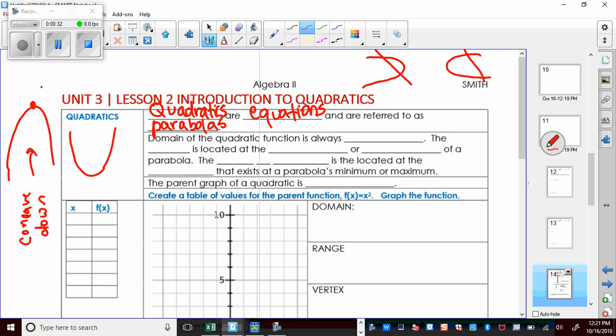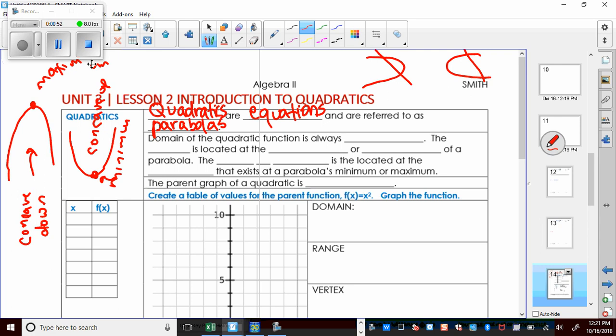They have a maximum. And we're only focused on the ones that are concave up. They have a minimum. Not sideways parabolas.